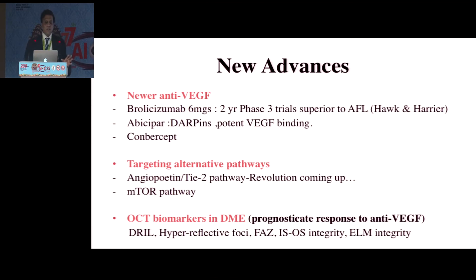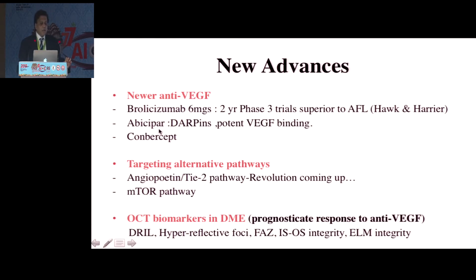So, newer advances. This is the last and the most important slide, in the last 5, 10 seconds I'll tell you. Brolucizumab is a single-chain antibody. It has undergone phase 3 trials. It's found to be superior to aflibercept. The HAWK and the HARRIER trials I'd like you to read. They have very encouraging results. They're going superior to it.